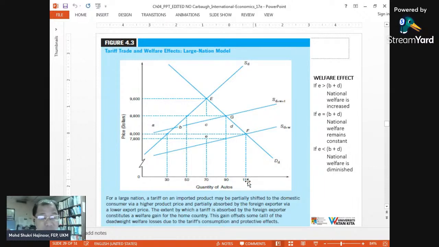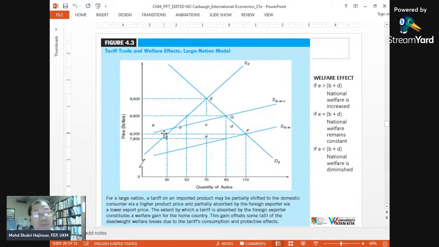So consume 110, consume, demand, but produce only 30. So 80 is imports. 80 import. Okay, under free trade, 8,000 the price.